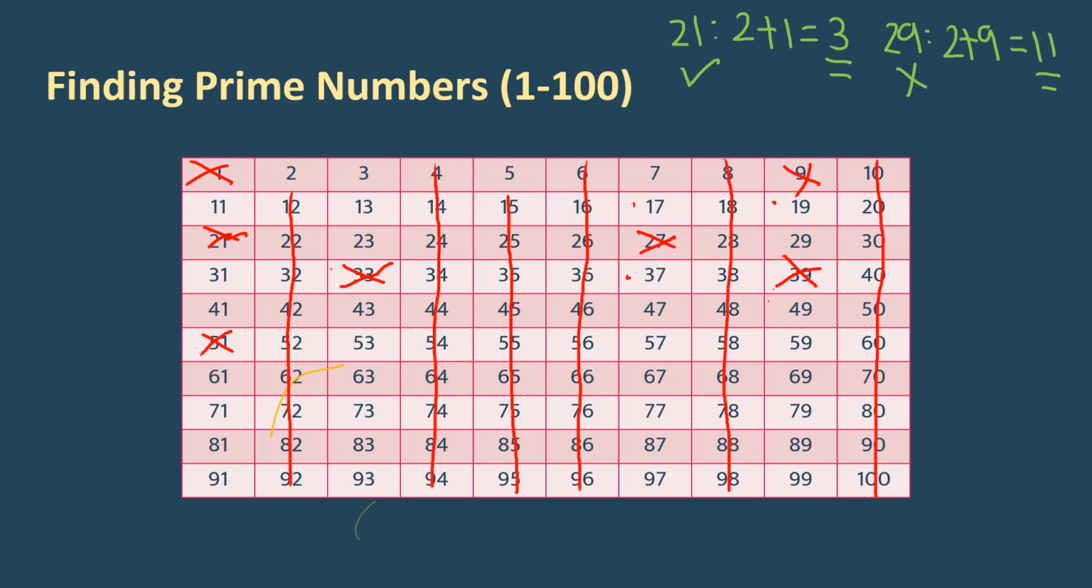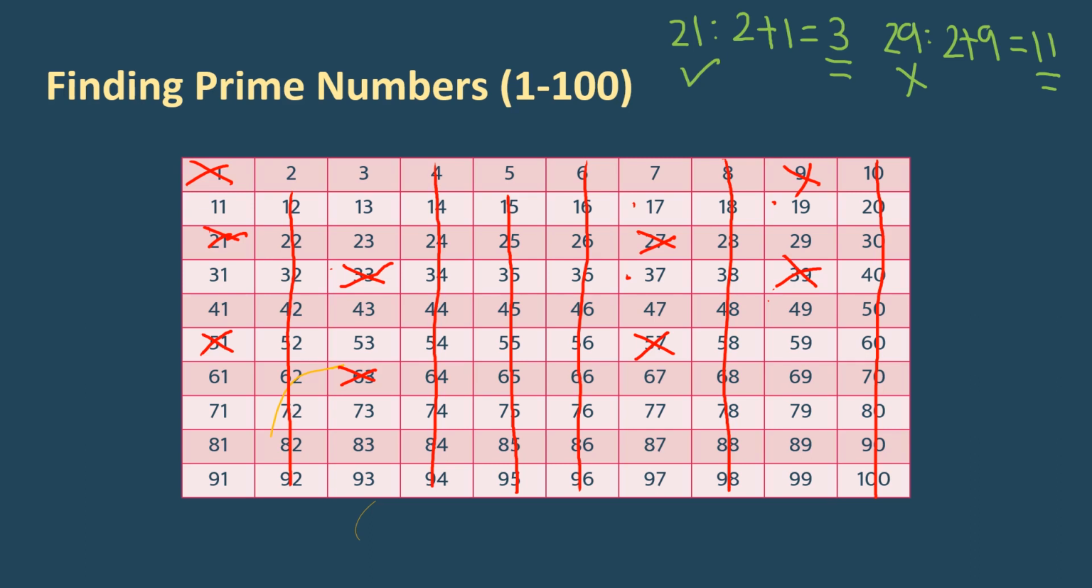57. 5 plus 7 is 12. 12 is divisible by 3, so 57 is divisible by 3 as well. 59. 5 plus 9 is 14, so 14 is not divisible by 3, so 59 is not divisible by 3 as well. 61. 6 plus 1 is 7, so it's not divisible by 3. 63. 6 plus 3 is 9, so it is divisible by 3, so we can cross it out as well.